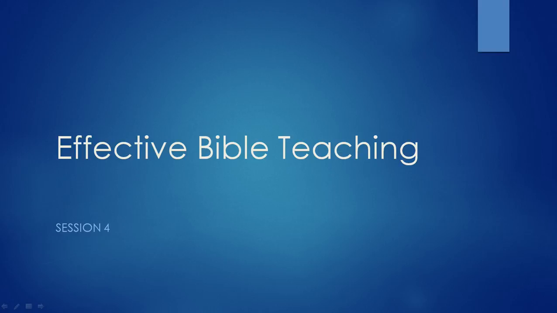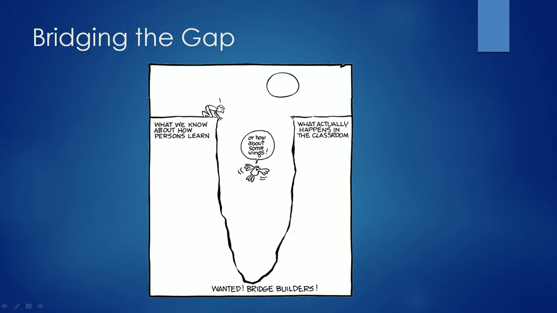But before we talk about that, I would like to give just a general overview of the construction of the lesson plan and its importance and what we're really trying to accomplish with that. We'll do that by looking first at this example, this cartoon. We have the task of bridging this gap here between what we know about how a person learns and what actually happens in the classroom.